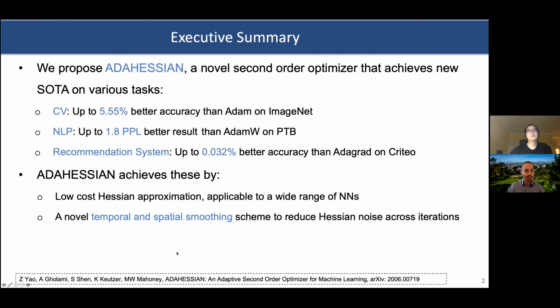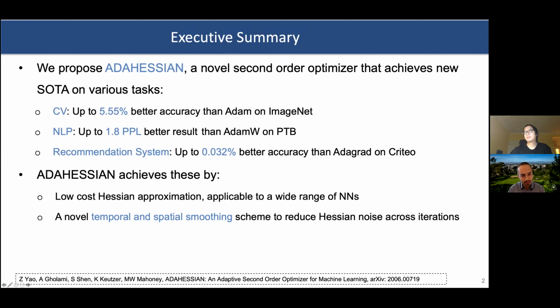So let's get started. What's the 1-minute executive summary of our work? We're proposing a new optimizer that uses second-order information. And in particular, we are able to get very good accuracy on several modern neural networks. We're not testing simple, shallow networks. We're testing state-of-the-art models for each of the different learning tasks, and we're getting significantly better results than other adaptive optimizers. In computer vision, we're able to get more than 5% better accuracy compared to Adam on ImageNet, and we are on par with SGD.